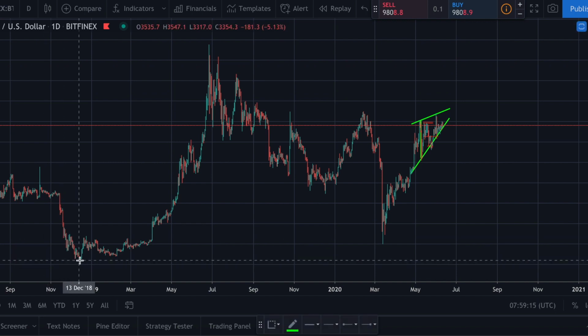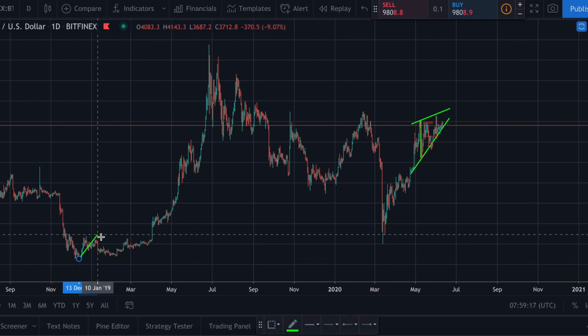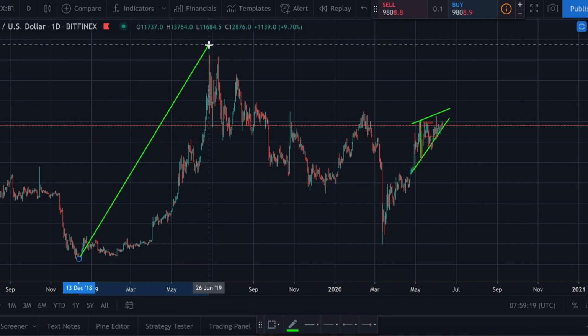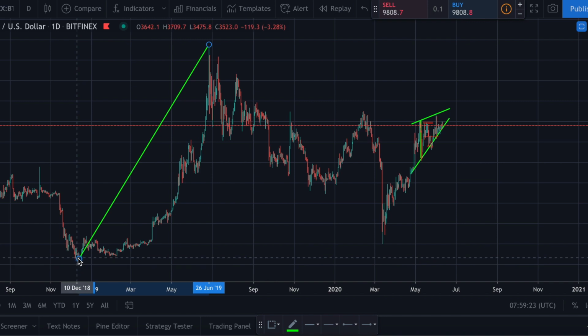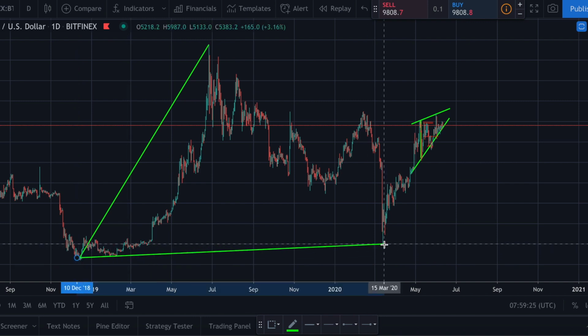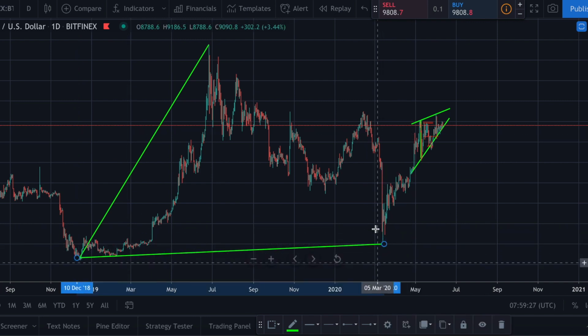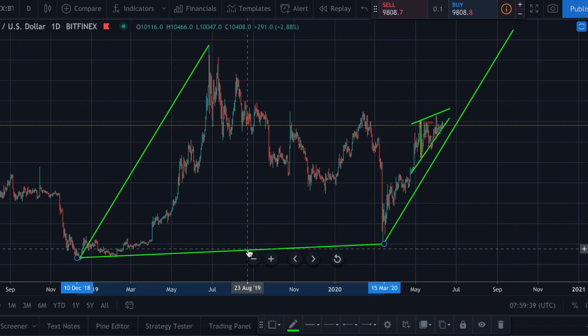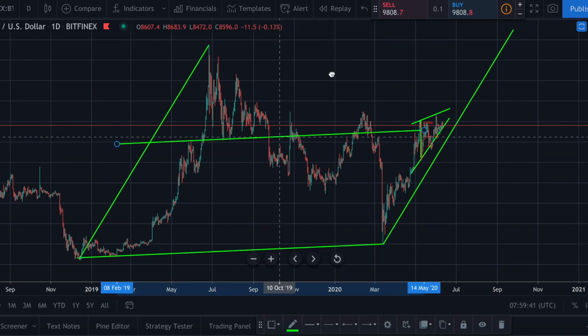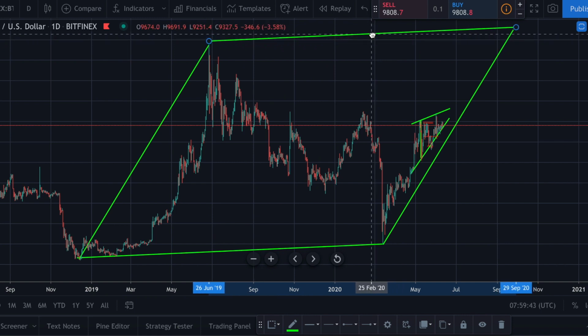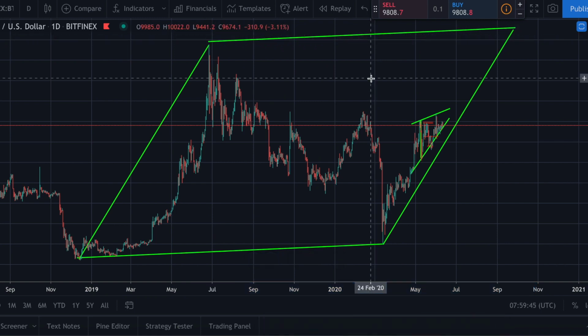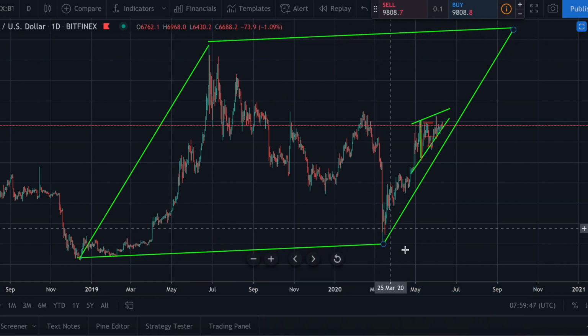If we take the bottom of this bear market right here, we measure it till the top right there, then we create a trend line from this bottom till this bottom. If we assume that this was the bottom, we can duplicate this trend line right there. And so this could be one cycle if this were to be the bottom.